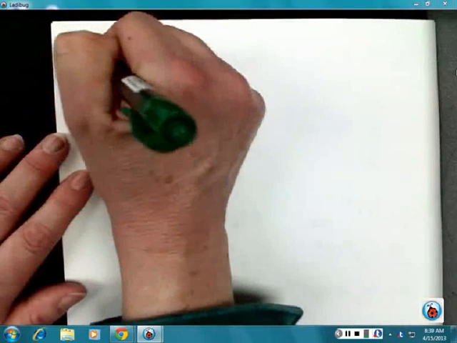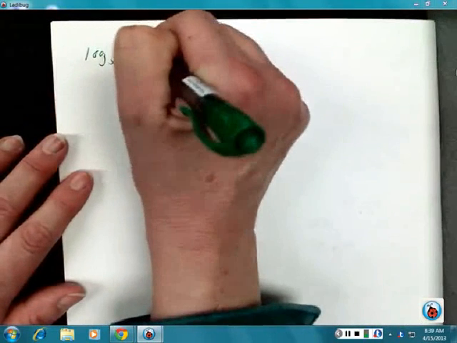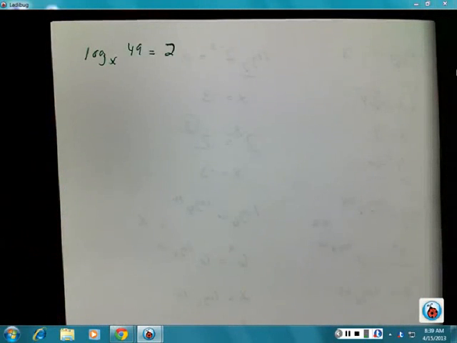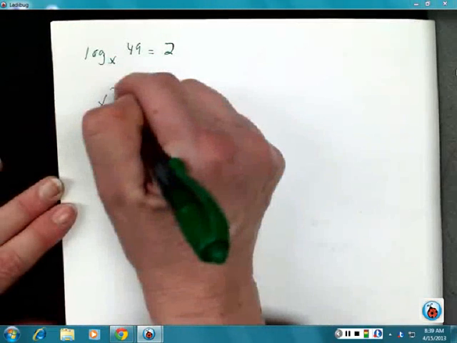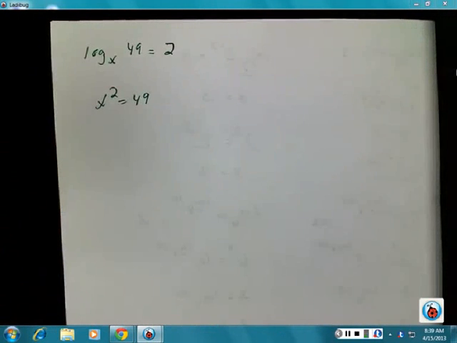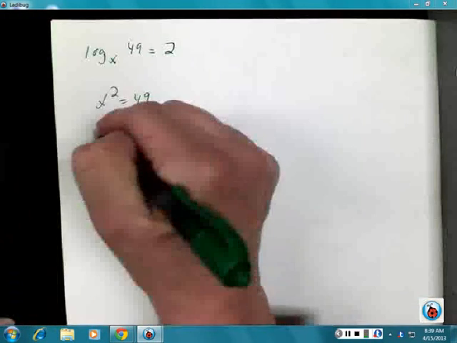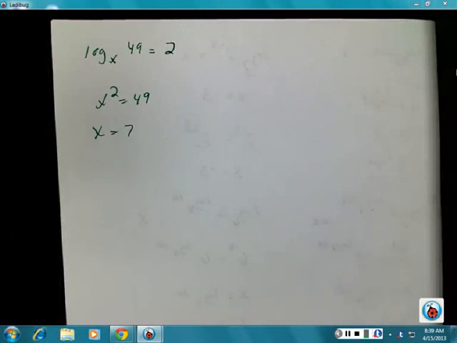How about this one? Log base x of 49 equals 2. Can't use your handy dandy fancy calculator on this one at all. So x squared equals 49. What would be my base? What times itself gives you 49? And we all know it's 7, right? So x equals 7. And so you can reverse them and come up with solid values on those.